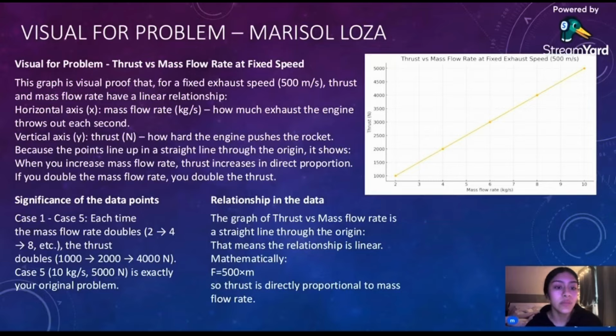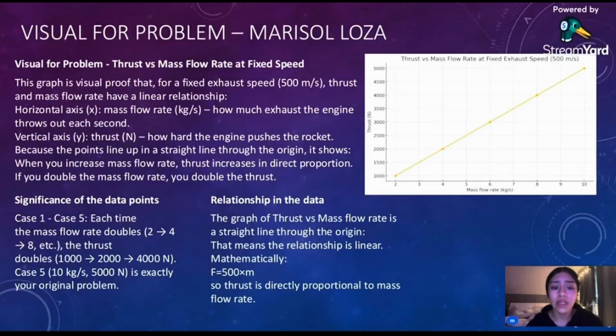Because the points line up in a straight line through the origin, it shows that when you increase mass flow rate, the thrust increases in direct proportion. If you double the mass flow rate, you double the thrust. Significance of the data points, cases 1 through 5. Each time the mass flow rate doubles, 2, 4, 8, etc., the thrust doubles, 1,000, 2,000, 4,000 newtons. Case 5, 10 kilograms per second, 5,000 newtons. It's exactly your original problem.